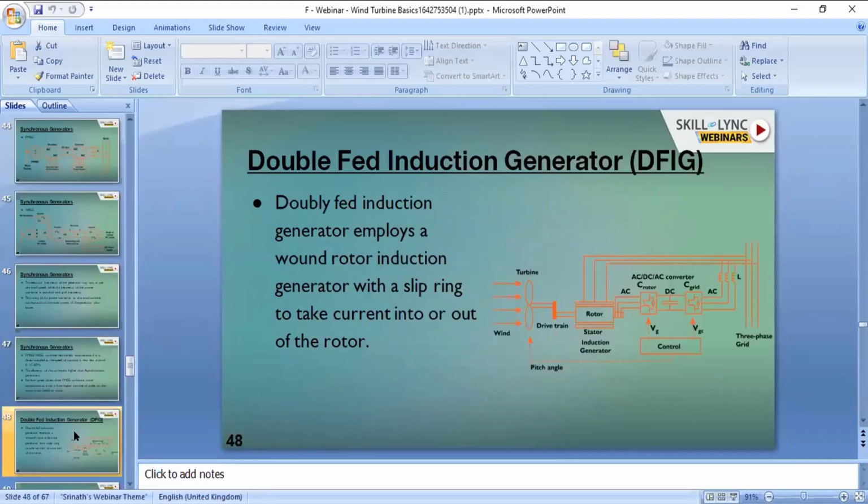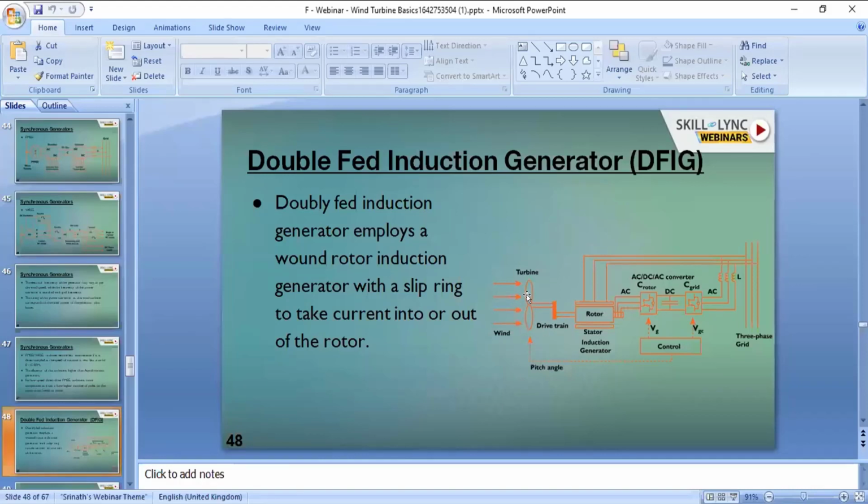The second type, as we can see, is the induction machine, and here we'll see the double fed induction generator. It's also called the doubly fed induction generator. In this double fed induction generator, we have both rotor and stator. Here is the turbine. Here we are using the gearbox. The gearbox is in the ratio of say 90 or 100.